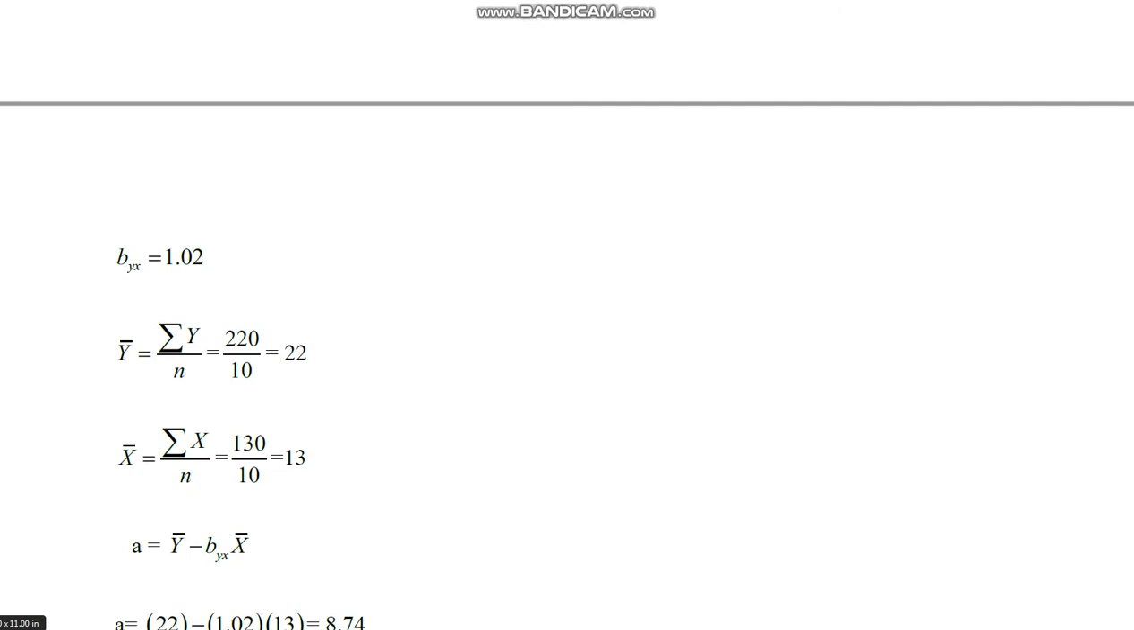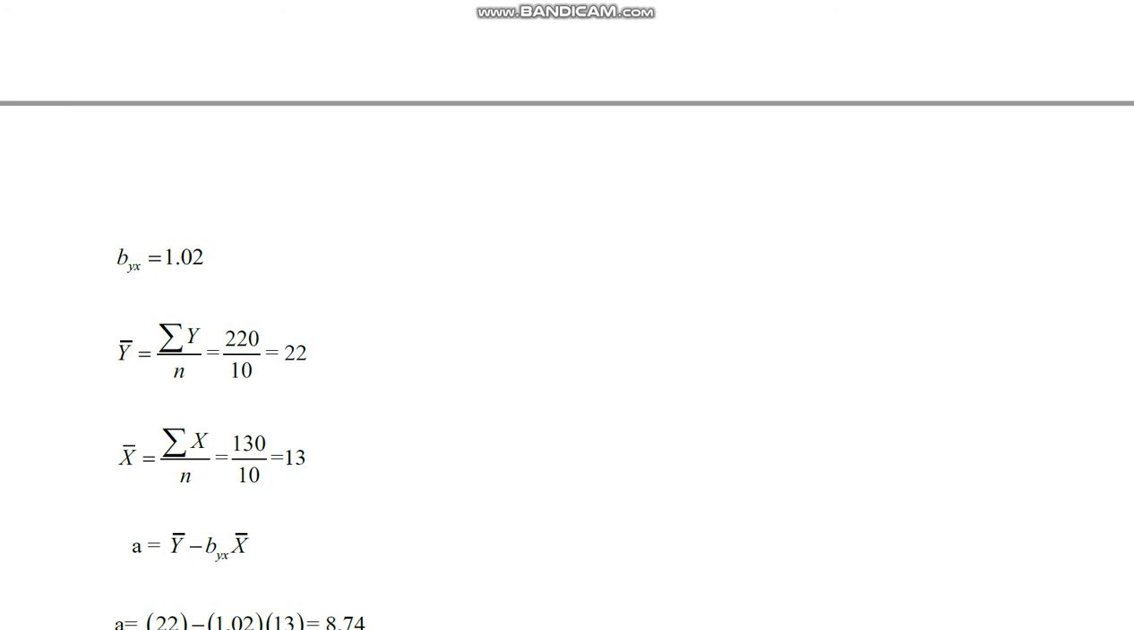For the intercept, the formula is a is equal to y bar minus b yx times x bar. How do we calculate y bar? y bar is equal to summation y over small n, that is 220 over 10, which is 22. We got the value y bar as 22.